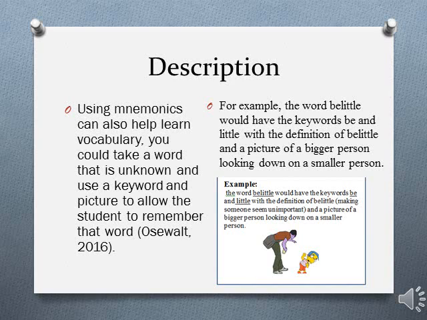So for example, we have the word belittle. And for the keywords, we would have "be" and "little," with the definition of belittle, which is making someone seem unimportant. And then we have a picture of an older person yelling down on a younger person who's much smaller. So we connected the word belittle with the keyword little, and then we have the picture of a person who's little or younger or smaller than the older person, taller, making them seem less important.